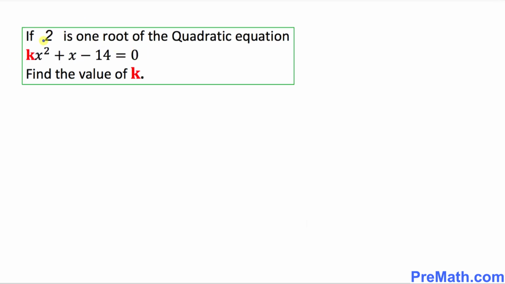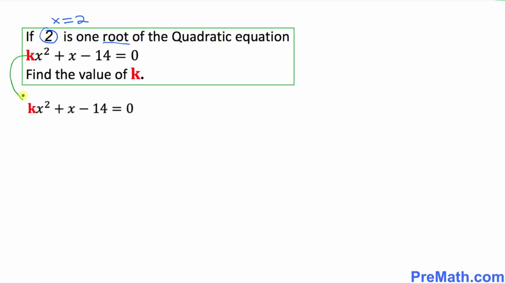And in this next problem, it states, if 2 is one root of the quadratic equation, this one given, find the value of k. Once again, root means x value. That means x is equal to 2. In the next step, I copied down this quadratic equation right up here, which is kx squared plus x minus 14 equals 0. So wherever you see x, you replace it by x equals 2.